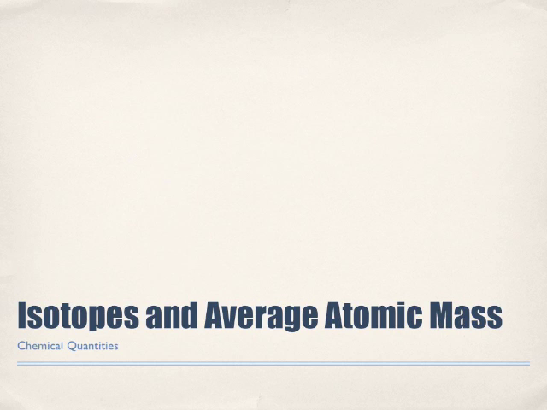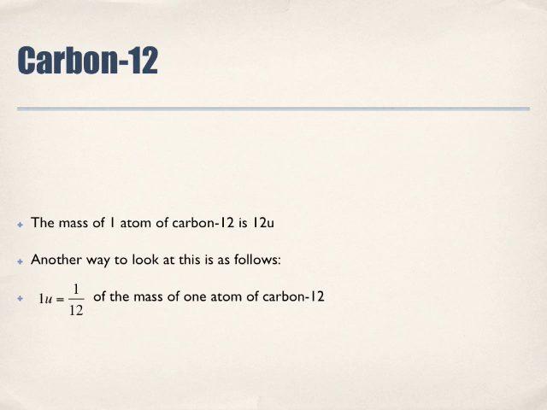Isotopes and average atomic mass, so chemical quantities. So carbon-12, we're looking at regular carbon, right? Because the atomic mass of carbon is 12. What does it mean? Well, the mass of one atom of carbon is 12 u. Remember, u represents the units.